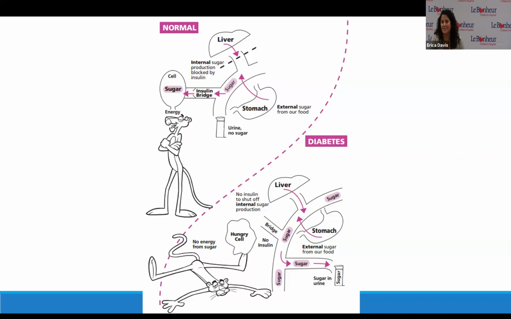That Pink Panther has no energy. He has no insulin, or the insulin is not working properly. So he's still eating because his body says, you need energy, eat something. The stomach and small intestines are still doing what they need to do, pushing that sugar into the bloodstream, but you have no key, no bridge to pull that sugar into the cell to be used for energy. So they end up peeing a lot of that sugar off, and then they switch over to some fat breakdown, which, if you were in our first session, you learned a little bit about with ketones, and we're going to talk more about that today in this presentation.